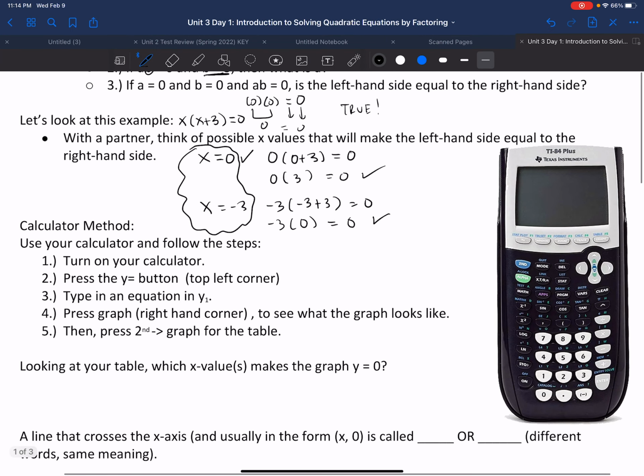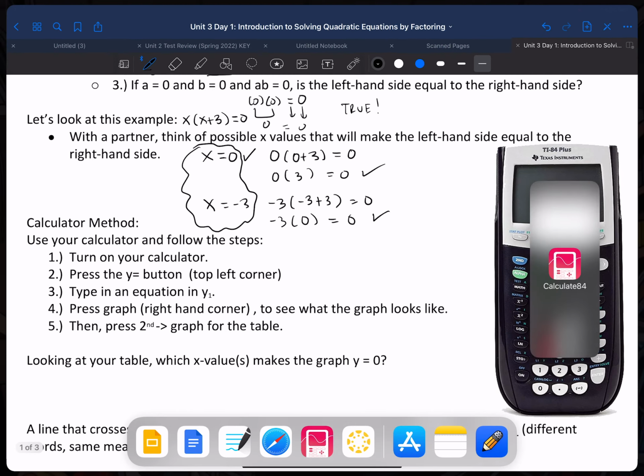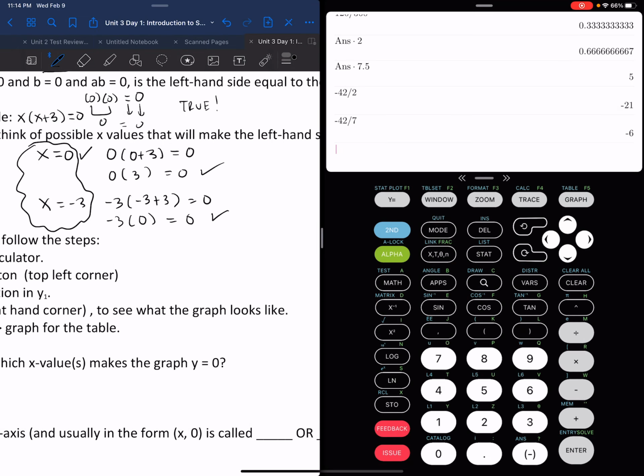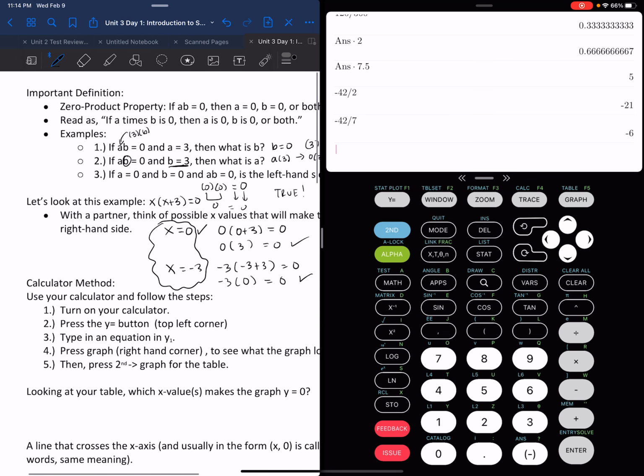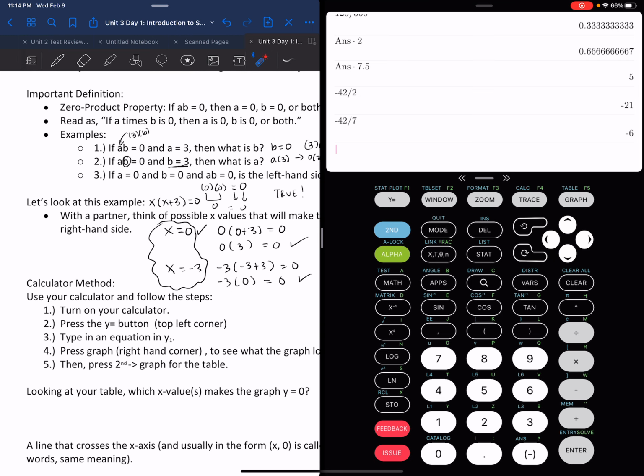Calculator method. Use your calculator and follow the steps. First of all, we're going to go ahead and turn on our calculator. So you should have a physical calculator with you. Okay? And we're going to still use this equation over here. This right here is an expression. This right here is an equation. So let's turn on the calculator, and then we're going to press the y equals button. It's going to be on the top left corner. Press that.